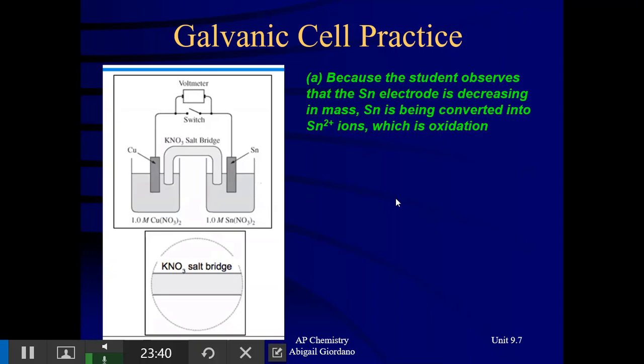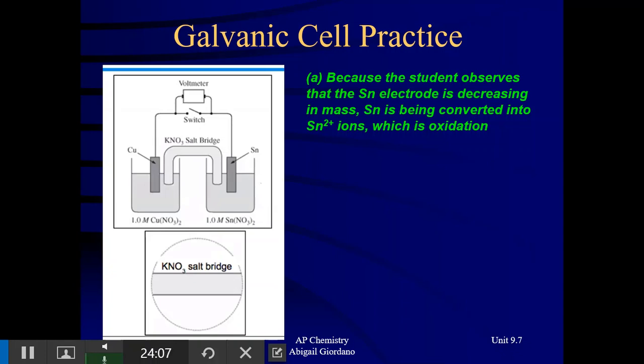So, since the student observes that the tin electrode is decreasing, that must mean that those tin atoms are being converted into tin plus 2 ions, and that is oxidation. So the right-hand half cell, the tin electrode, is where oxidation is taking place.